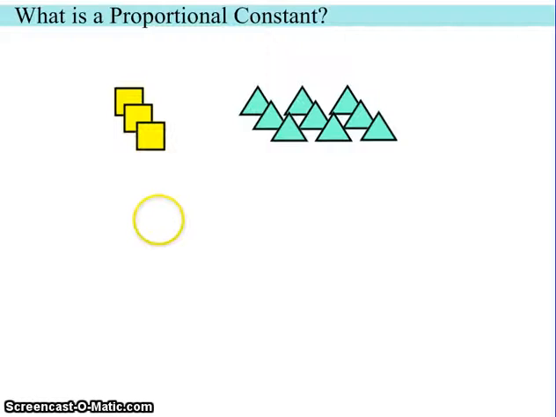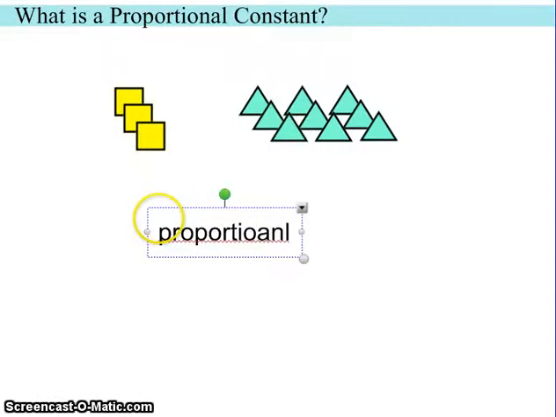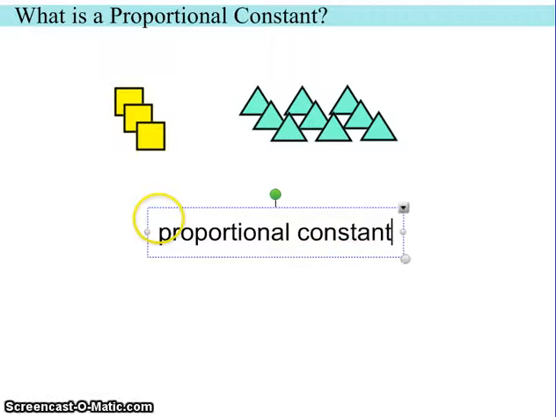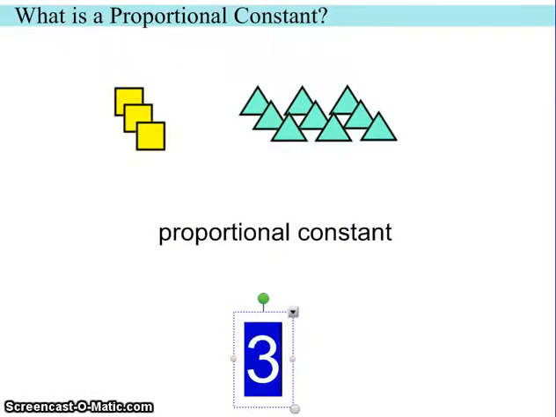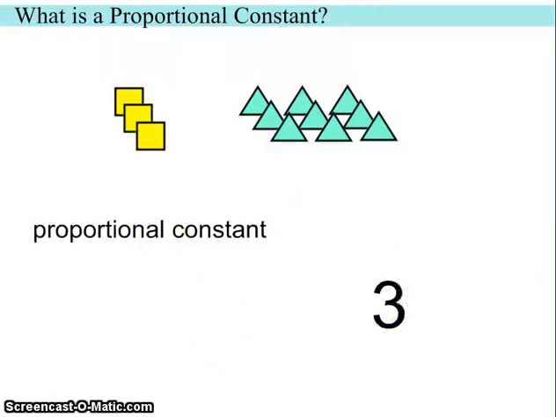So in this case, what was consistent, what was constant, what was not changing, was the fact that we had 3 triangles for every 1 square. So that ratio was we had 3 triangles for every 1 square. 3 of these triangle pieces.